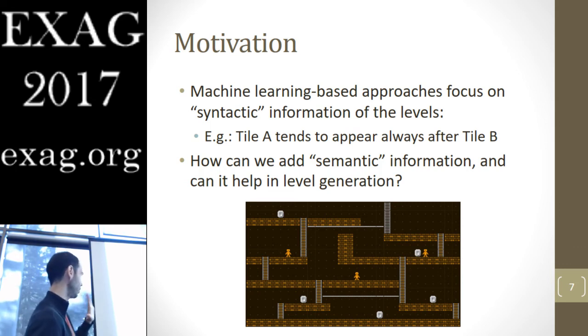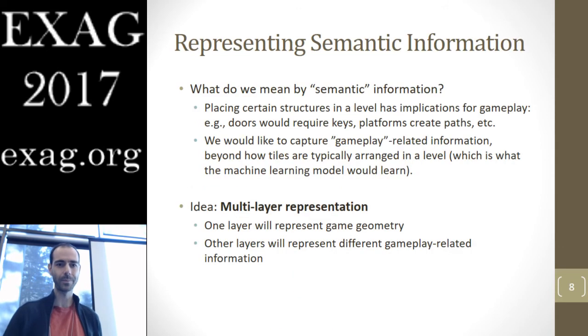So anyway, this is what we want to do. We want to see if we can provide information to these machine learning systems so that they can learn this gameplay information, and then sample levels that take that into account. And I guess I already explained what this means, but what I mean by this semantic or gameplay information is that even if these machine learning models can learn that ladders tend to appear on top of platforms, they don't know what that actually means for gameplay, right? So can we actually tell the systems what that means for gameplay purposes?